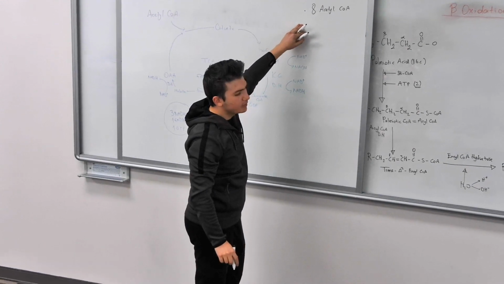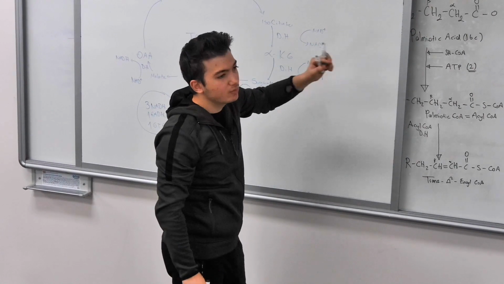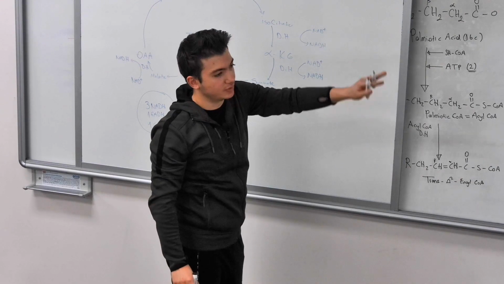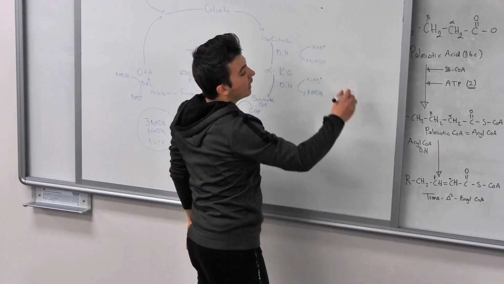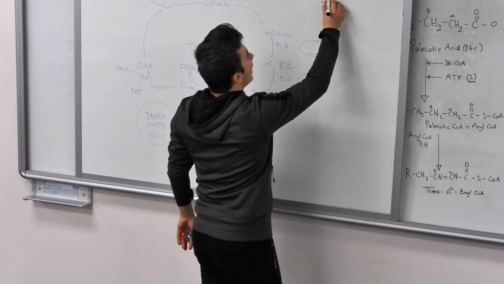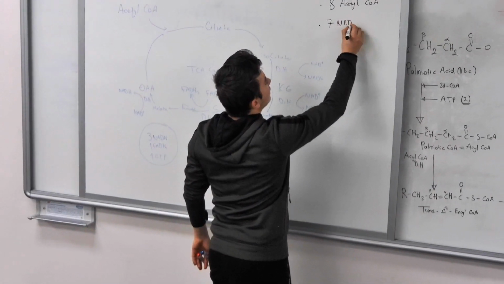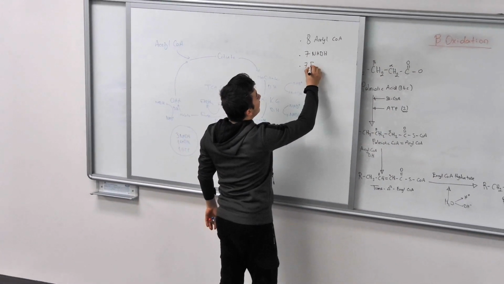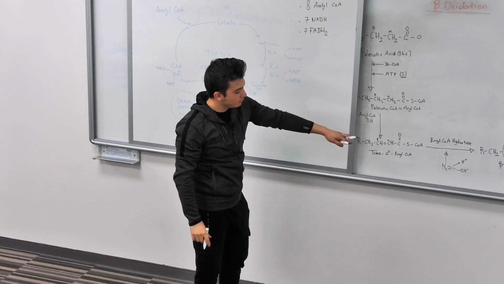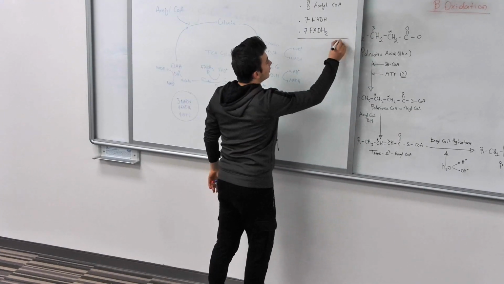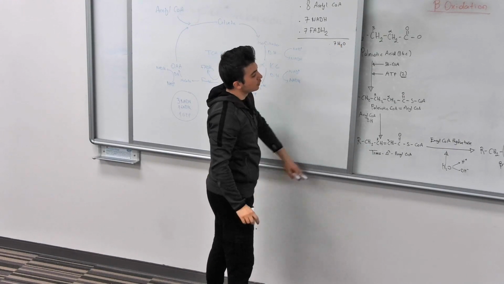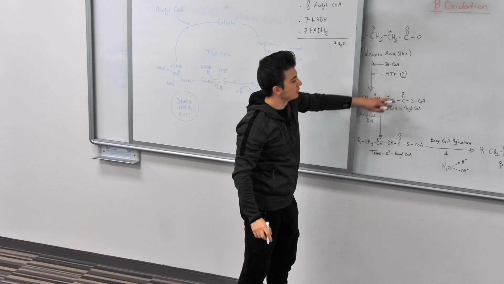But how many processes do I need? Of course, 7 processes. For 8 acetyl coenzyme A, I need 7 processes. So how many NADH and FADH2 am I going to generate? 7 NADH and 7 FADH2 I'm going to generate, okay? And I'm going to use 7 water molecules, and I used 2 ATP, don't forget it, okay?